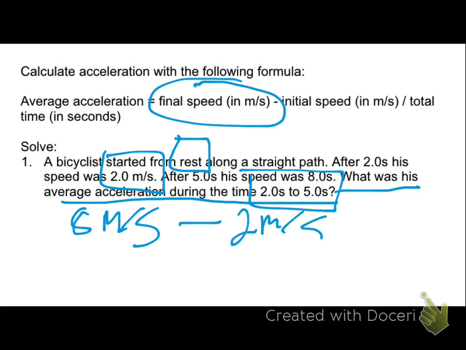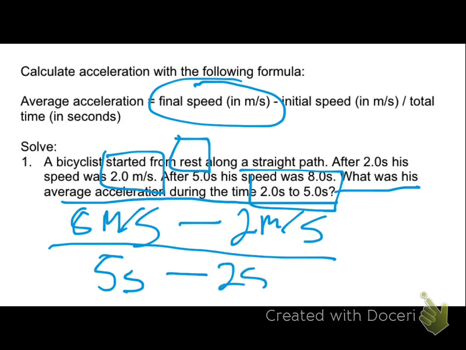2 meters per second, okay? And then we need to find our time. So our final time was at 5 seconds, and our initial time was at 2 seconds. So now we get to do the math. We're going to start by taking 8 meters per second minus 2 meters per second. 6 meters per second. And then we're going to divide that by 5 minus 2, which is 3 seconds.